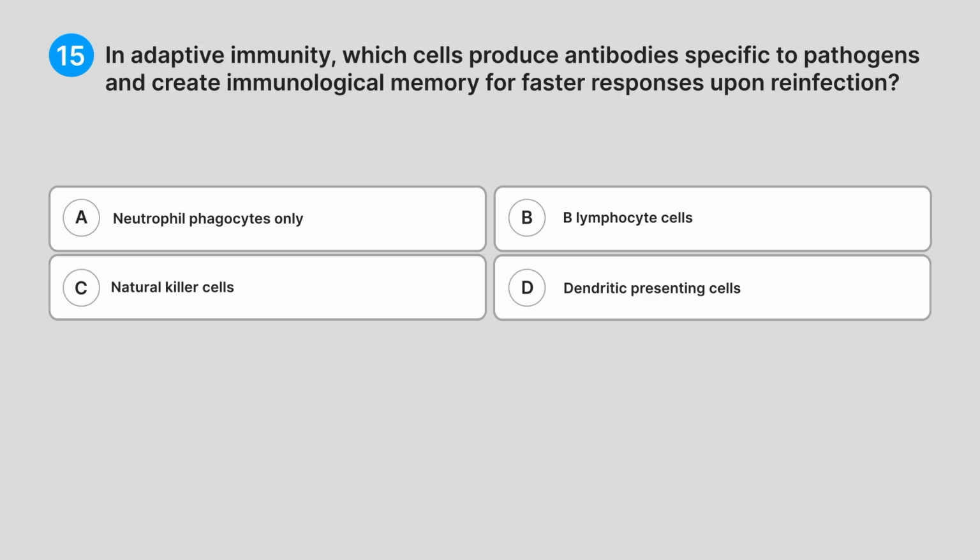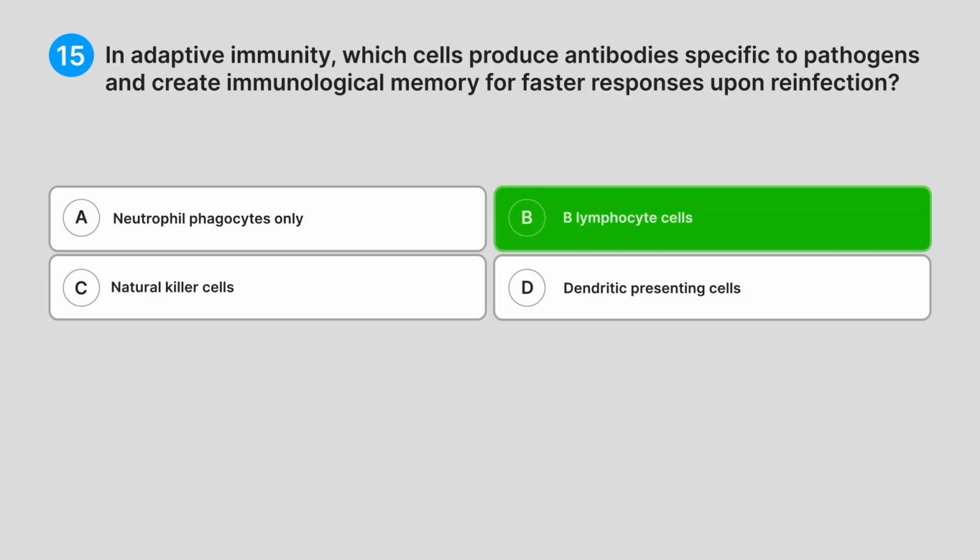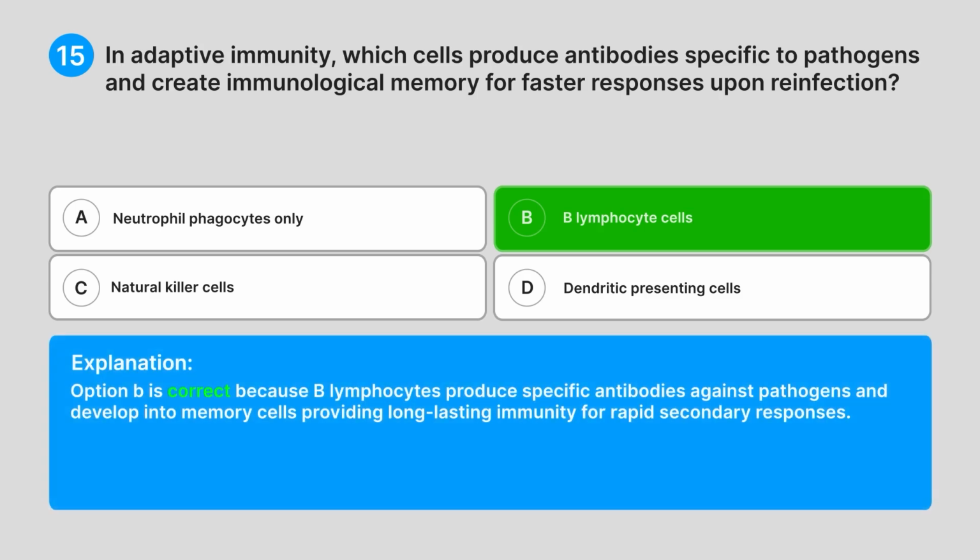Correct answer, B. B lymphocyte cells. Explanation: Option B is correct because B lymphocytes produce specific antibodies against pathogens and develop into memory cells, providing long-lasting immunity for rapid secondary responses.